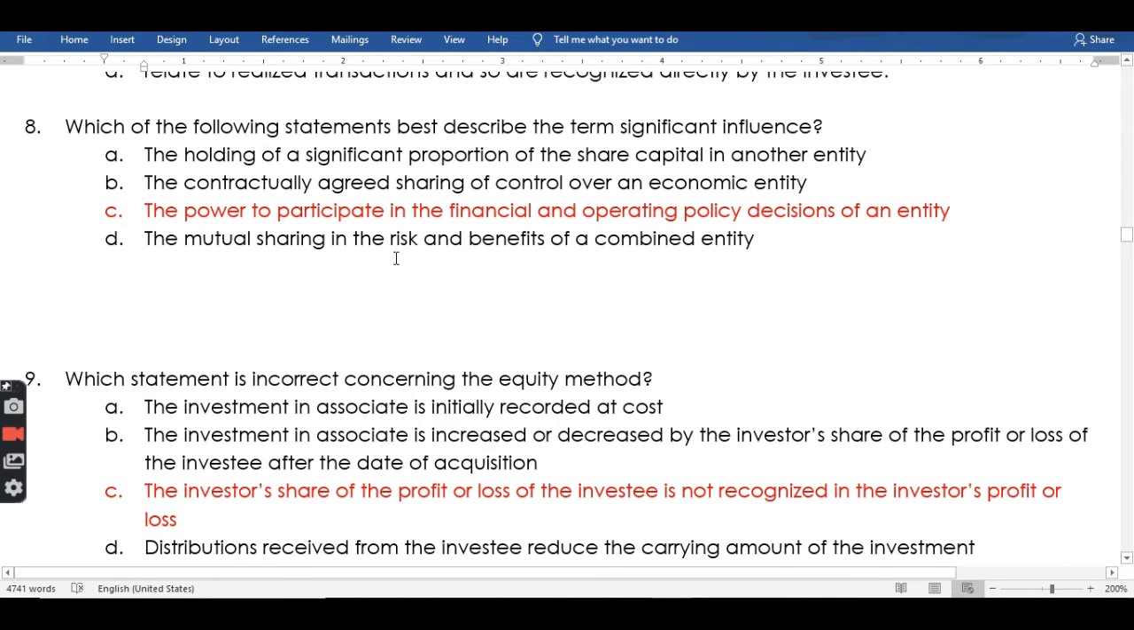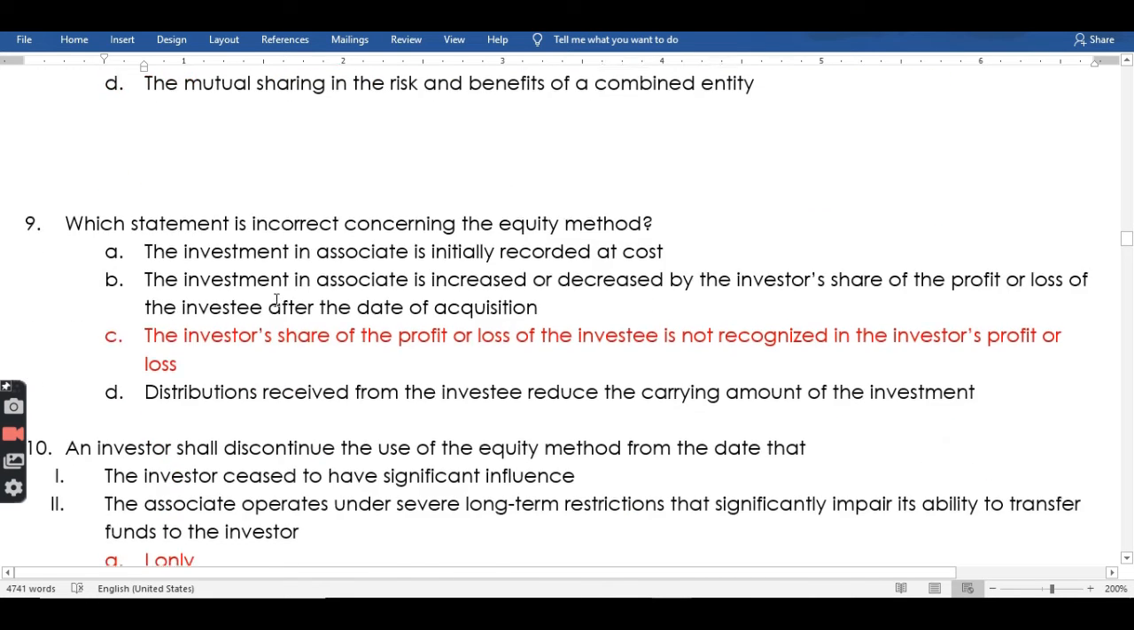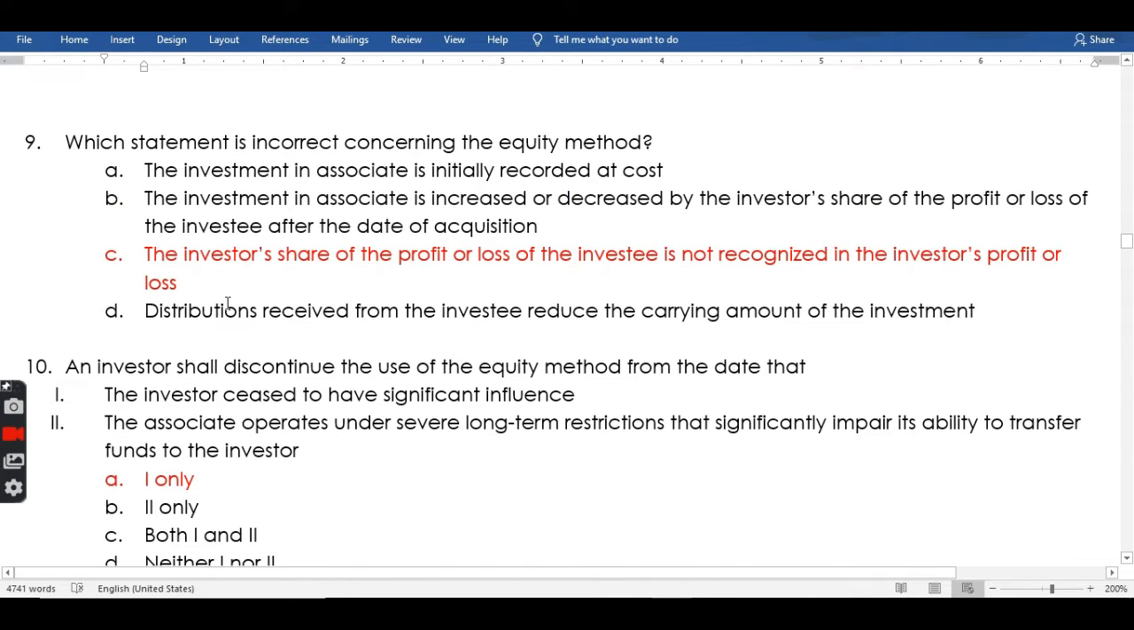Number 8, which of the following statements best describe the term significant influence? Okay? So, syempre, ano ba yung nakalagay sa definition natin? Ang sagot ay letter C. The power to participate in the financial and operating policy decisions of an entity. So, letter C.